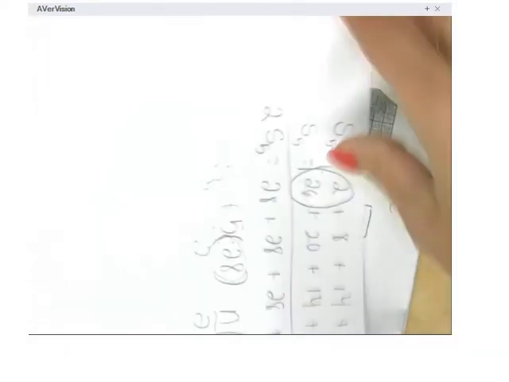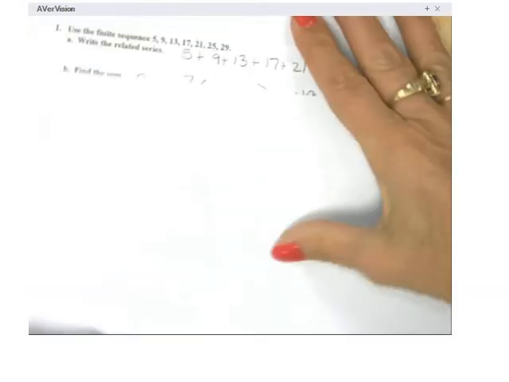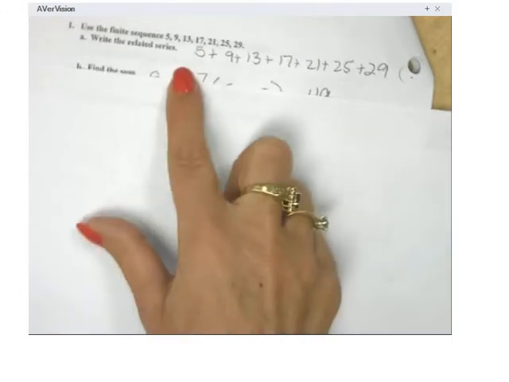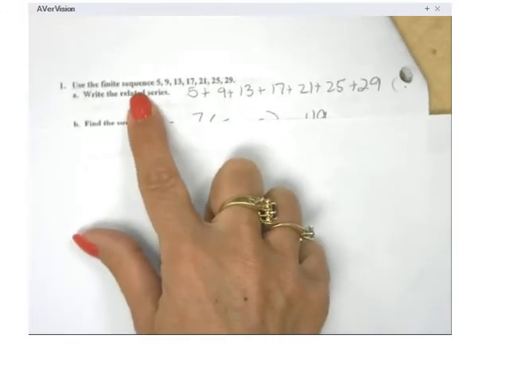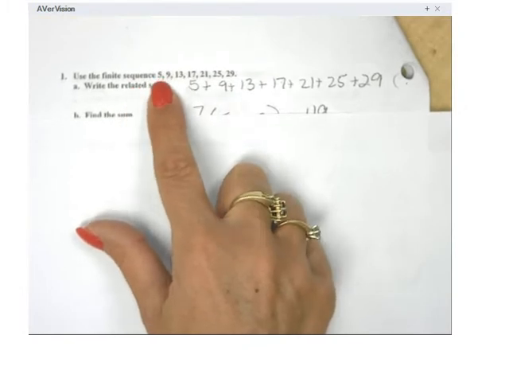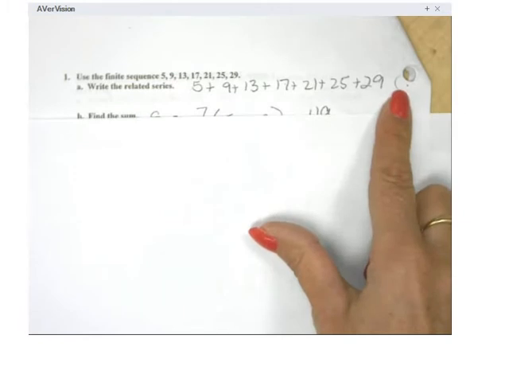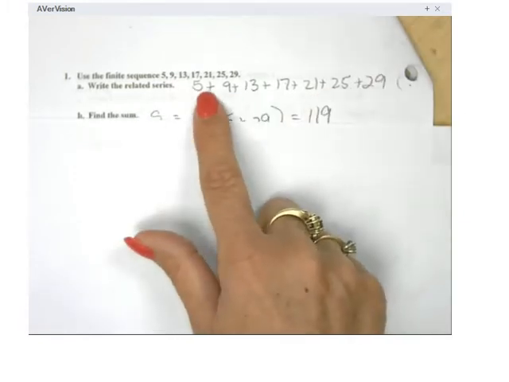Now let's flip over, go through a couple more things. May not do all of this on one video, but we might. So starting out here, we want to write the related series. A sequence is just a listing of terms. Notice it is arithmetic. We're going up by 4 each time. So here's the related series. We want to find the sum. Well, we could add them up. There are 1, 2, 3, 4, 5, 6, 7 numbers.